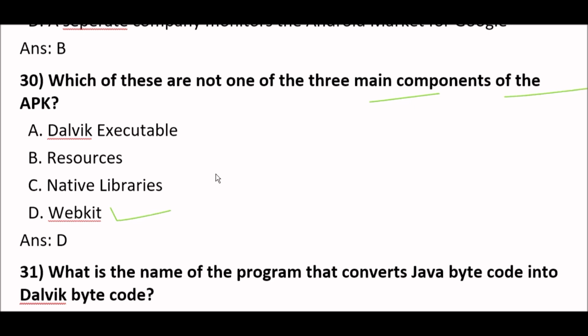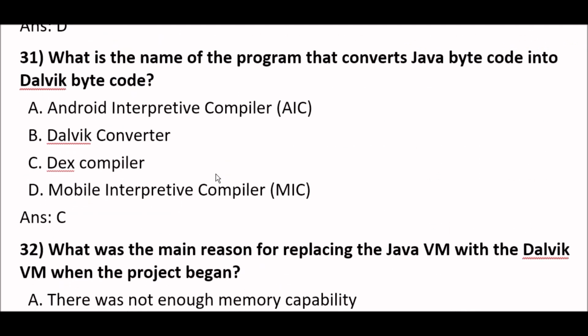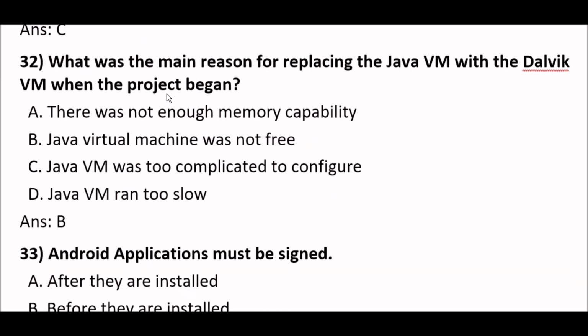Okay. Next question. What is the name of the program that converts Java bytecode into Dalvik bytecode? This is a very important question. Option A. Android Interpretive Compiler, AIC in short. Option B. Dalvik Converter. Option C. DEX Compiler. Option D. Mobile Interpretive Compiler, MIC in short. Right answer here is option C, DEX Compiler. Okay. In Android application development, DEX compiler is the name of the program that converts Java bytecode into Dalvik bytecode. Okay. Next question.